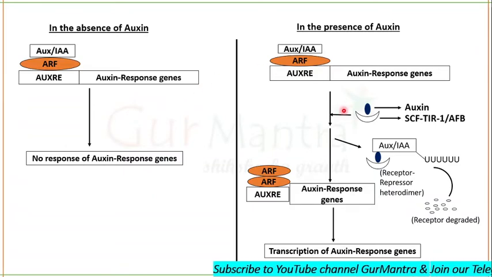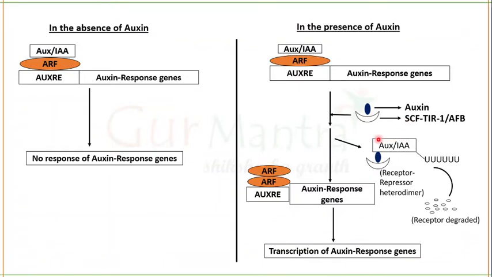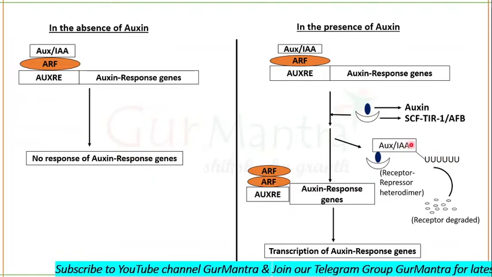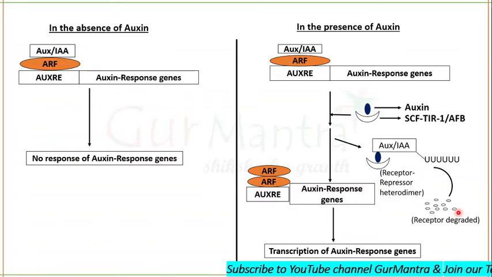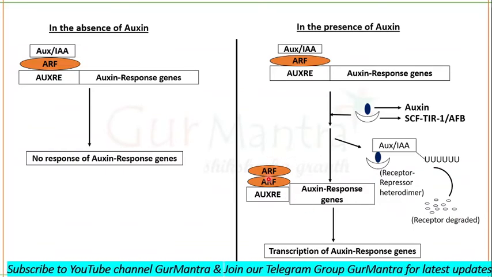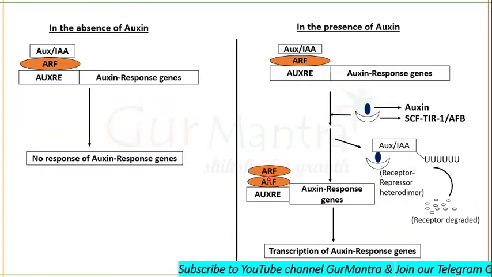But when auxin is present, auxin will recognize the repressor and its receptor will form a heterodimer with the repressor. The receptor can cause the ubiquitination of the repressor. After it has been ubiquitinated, it will be targeted to the 26S proteasome and the repressor will be degraded. Now there is no repressor, ARF can bind to another ARF, it will form a dimer, and now effective transcription of auxin response element genes will take place. So that is all about the auxin signaling pathway.